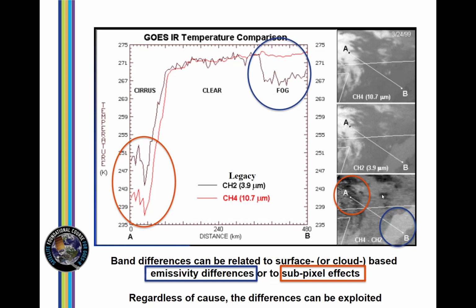In this cross-section from a fog bank to a cirrus deck, you see brightness temperature differences over the fog that are related to emissivity differences in the cloud, so that the 3.9 micrometer brightness temperature is cooler than at 10.7 micrometers. Over the cirrus, subpixel effects cause a difference so that the 3.9 micrometer brightness temperatures are warmer than the 10.7 micrometer brightness temperatures. In clear regions at night, the 10.7 and 3.9 temperatures are similar. You can learn more about subpixel effects in the GOES-R Cloud Products module.